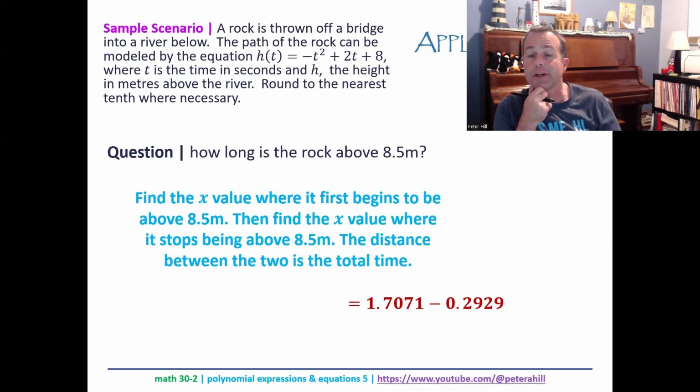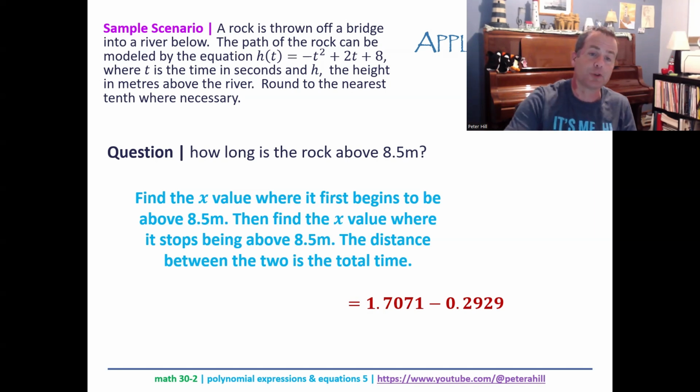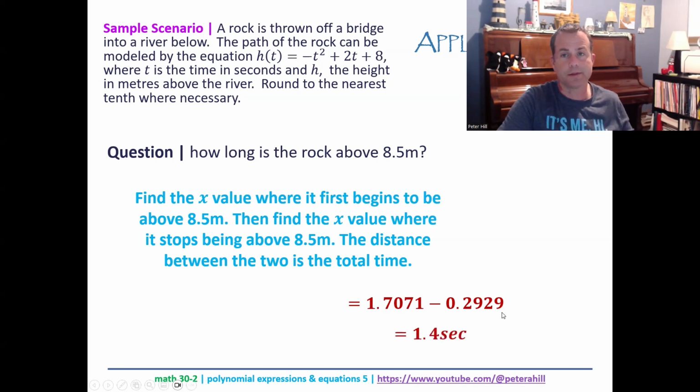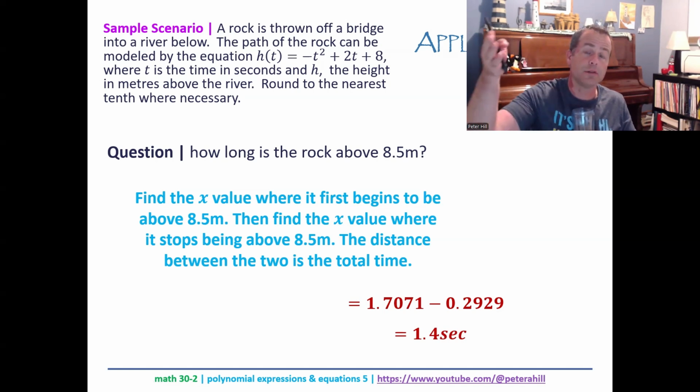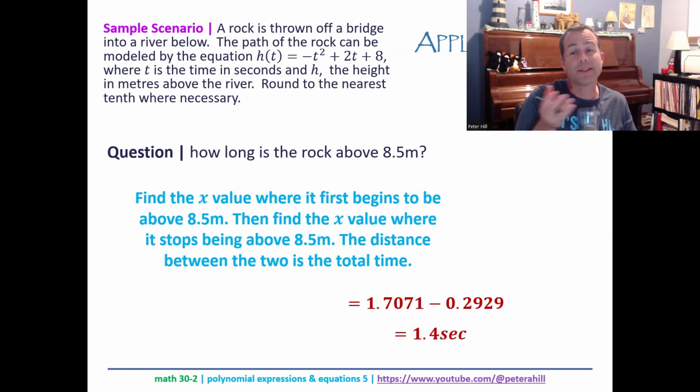And then 0.2929 was the smaller number, that was the one on the left. And then I subtract those two things and get 1.4 seconds. Okay, so again, how am I finding those? Well, if I'm a Casio kid, I'm going to go G-Solve, X-Calc and type in 8.5. If I'm a TI kid, I'm going to go Y2 is 8.5 and solve the two intersections and look at those x values that way.